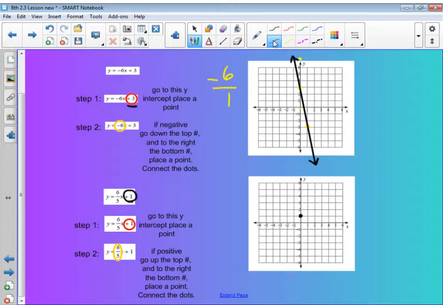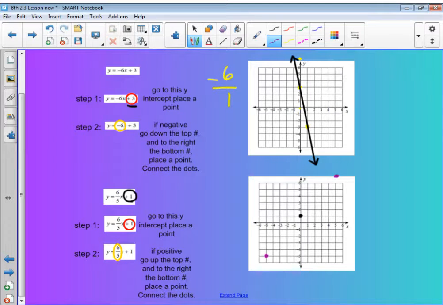So if I go down 6, 1, 2, 3, 4, 5, 6 puts me at -5. And now I'm going to go to the left instead of the right. So 1, 2, 3, 4, 5. There's where my dot would be. Okay. If I had gone up and to the right, you'll notice I'm one box past and then to the right 5. 1, 2, 3, 4, 5. It should fall somewhere in there. And that looks like it's pretty lined up.